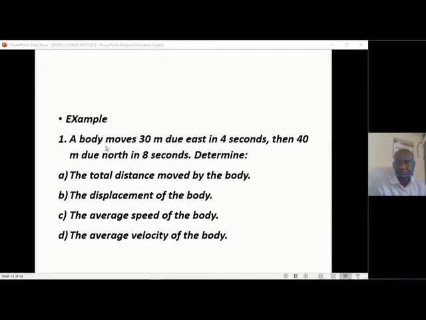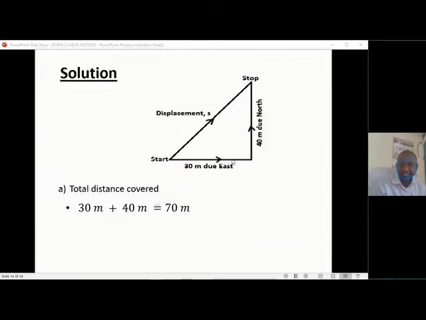Look at this example. A body moves 30 meters due east in 4 seconds, then 40 due north in 8 seconds. Determine the total distance covered, the displacement of the body, the average speed, and the average velocity of the body. Start. The body moved 30 east, then 40 north. Then what is the total distance covered? It will be 30 plus 40, giving you 70 meters.